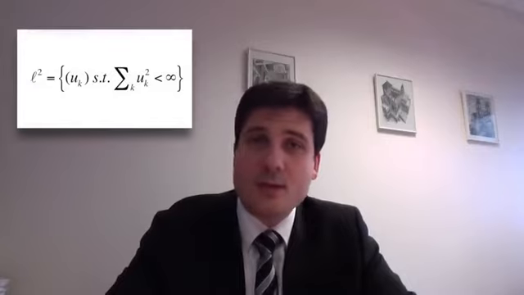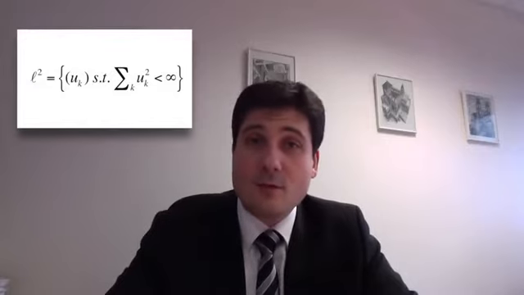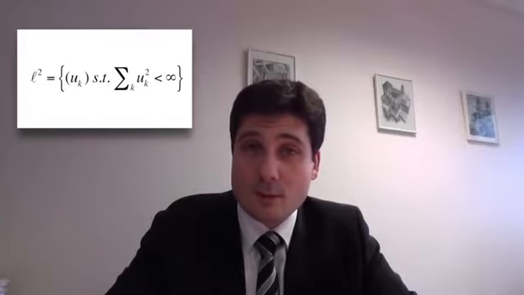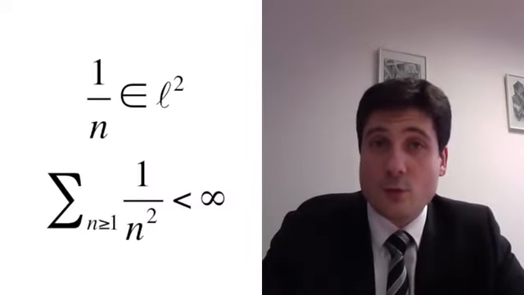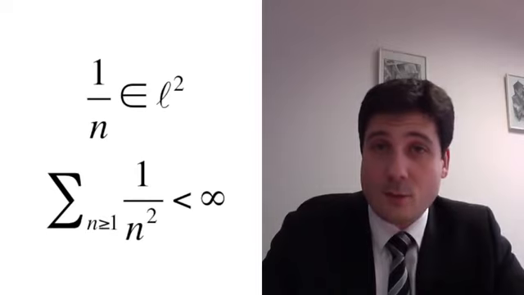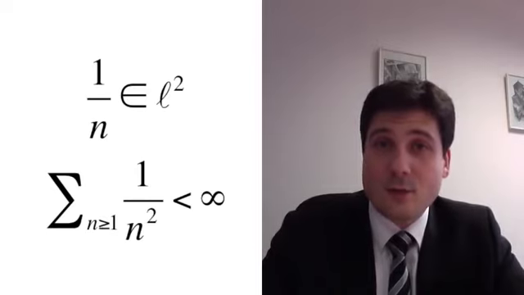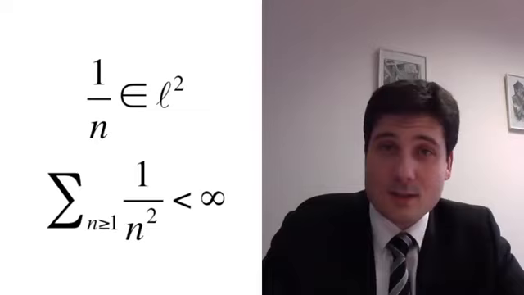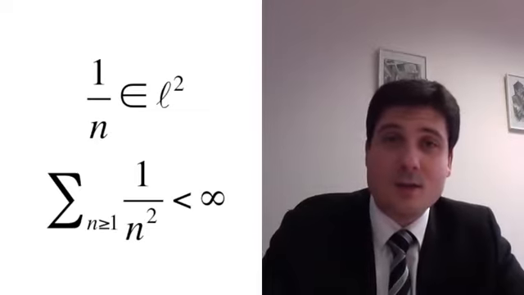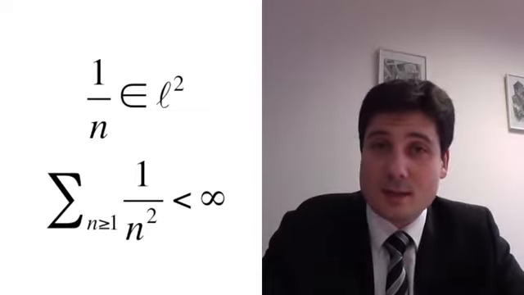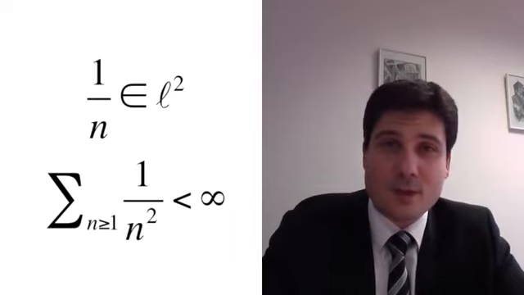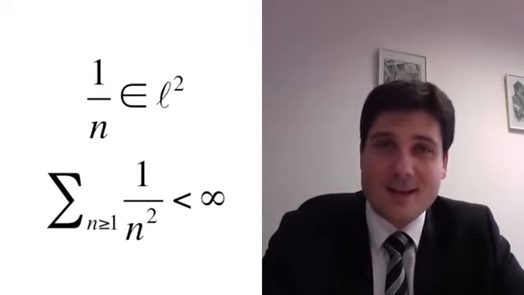Small l2 is the set of all sequences for which the square of each term of the sequence can be summed. So let me give you an example of something which is in l2. That would be the sequence 1 over n. 1 over n would be in small l2, because the series of 1 over n squared converges. By the way, we know since the 18th century that it converges toward pi squared over 6. That's a result proven by Euler in 1735.